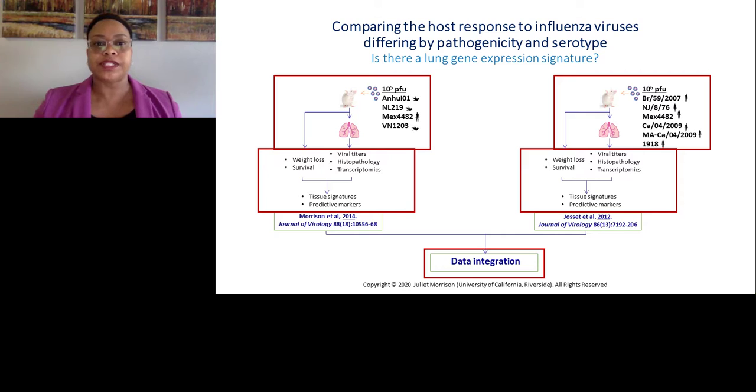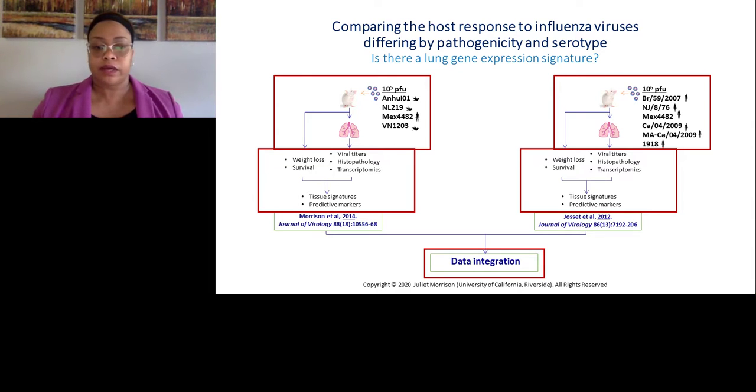So I was interested in finding out if there could be any signatures that could distinguish influenza severity based on their pathogenicity and serotype across a wide variety of influenza viruses. To do this, we combined two different studies of very similar design, where in one study we have mice being infected with different influenza viruses, some avian and one human. And in the second study, we have a variety of H1N1 human viruses.